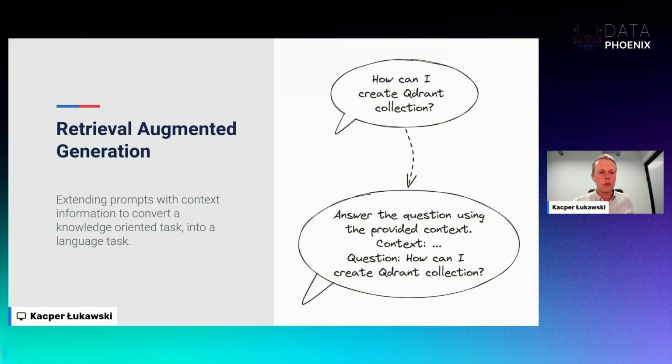And this is quite a common scenario to use a vector store under the hood. Your application will be taking an original question of a user, looking for some relevant documents, and putting those documents into the context of the prompt, with this conversion from a knowledge-oriented task into a language task. That's what retrieval augmented generation is all about.